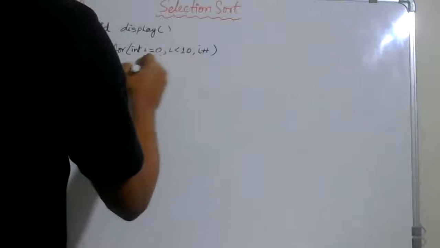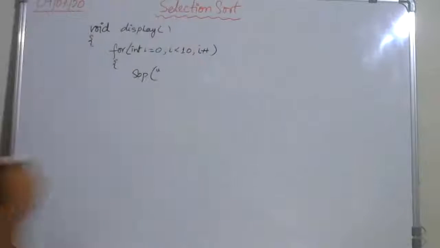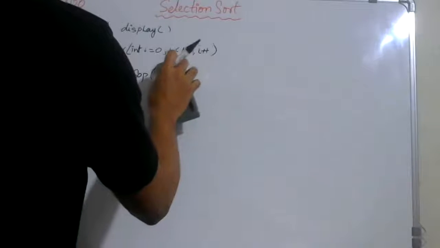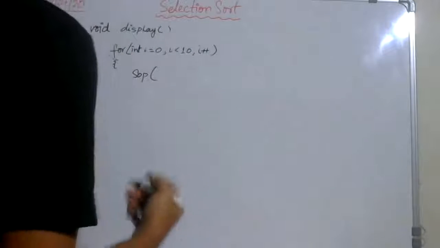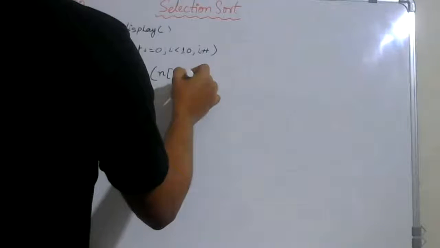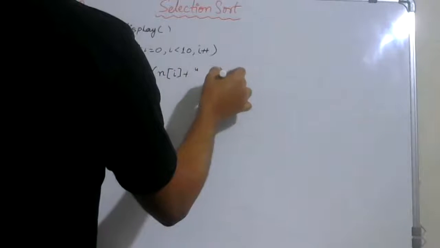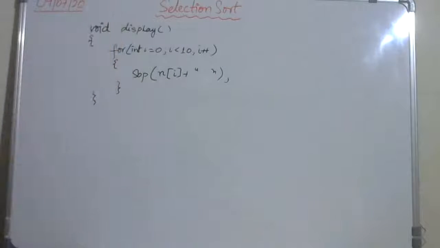So we'll just have SOP, not SOPLN. Always remember this. It will be SOP, since we want to print the elements in a horizontal line, not one after the other at every new line. So we will have SOP n of I plus a space, so that there's some space in between the elements when they are being displayed, and that's our void display method. So basically it displays the elements in the array.